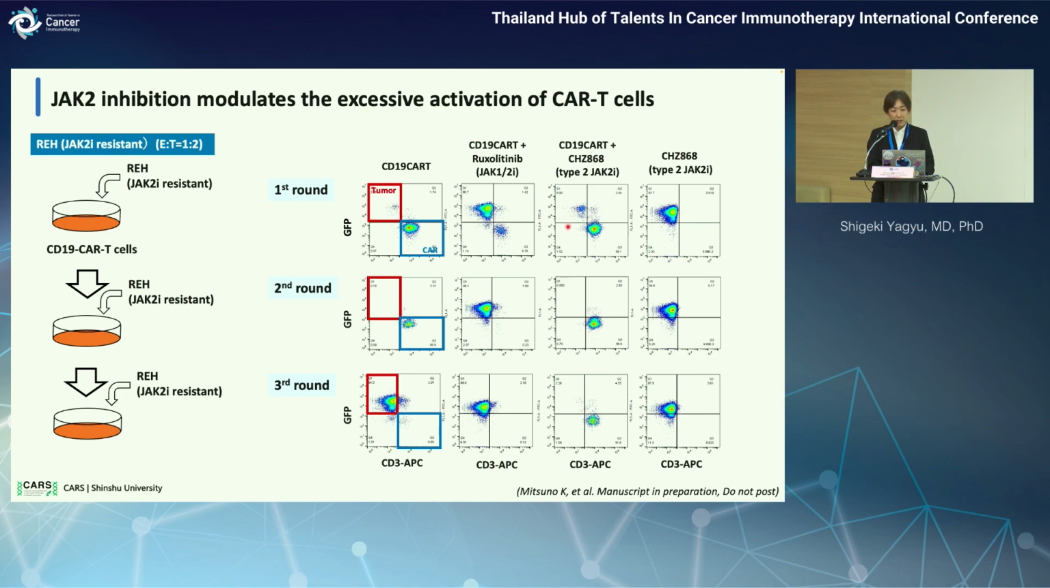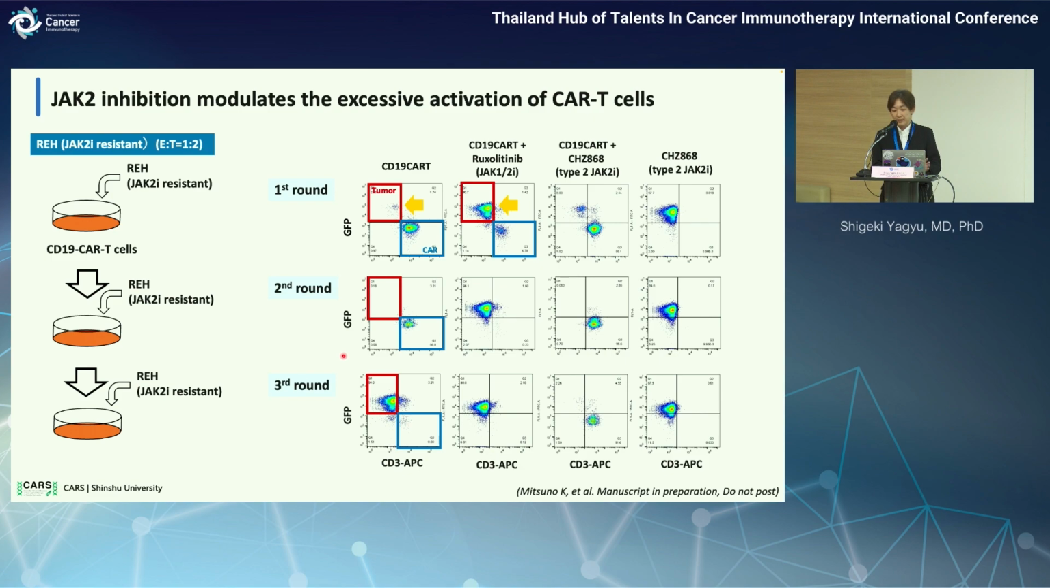As you can see here, the CD19 CAR T cells effectively killed the leukemic cells for the first time and second time. But these cells were less effective for the third round and lost their anti-tumor effect, maybe due to the immune exhaustion.